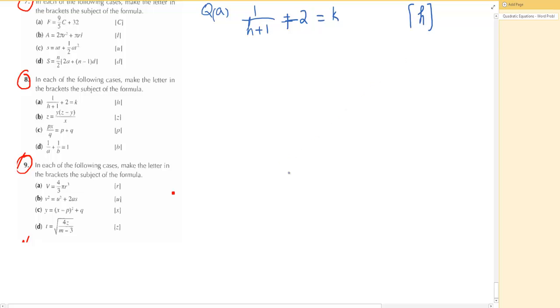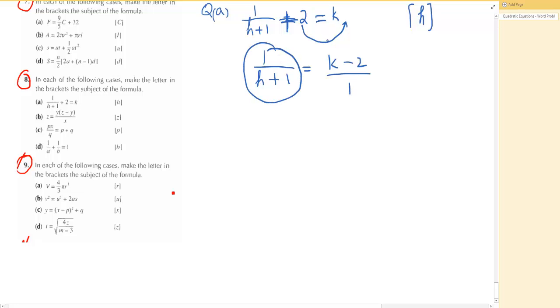What will we do? We will bring 2 to the other side. Good, well done. Because in fractions we have to do cross multiply, but for cross multiply, a single fraction should be on one side and a single fraction on the other side. What do we do? We bring this 2 over here. Now we have a single fraction on the left side. And k minus 2. Put 1 underneath it. Now we have a single fraction on both sides. Now we can do cross multiply.